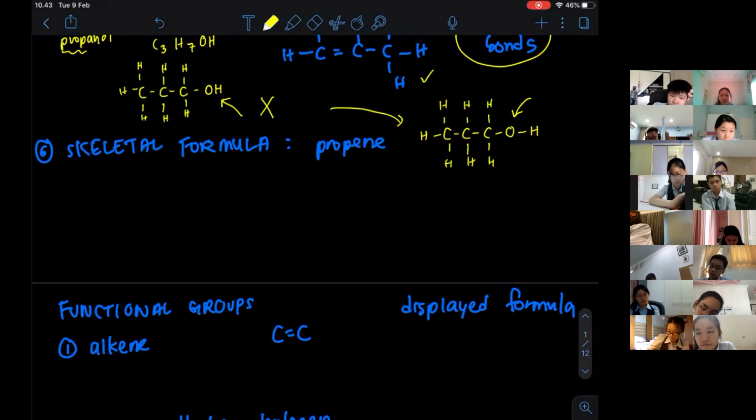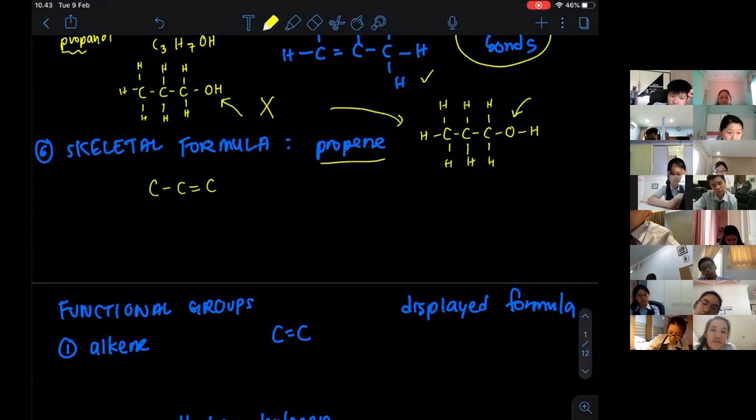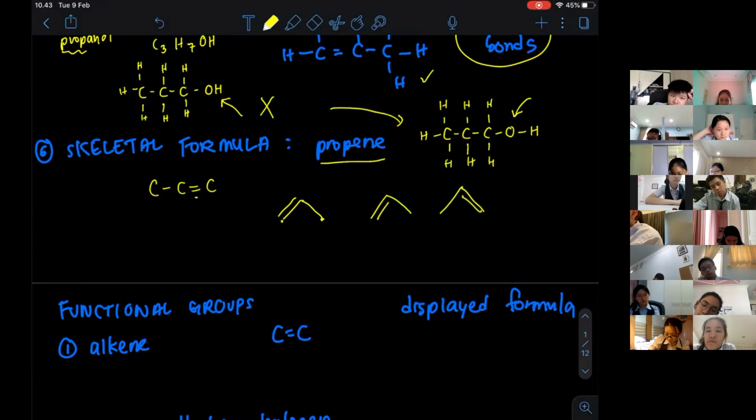I'll give you one example. Let me show you propene first. Propene, 3 carbon, and let's say the double bond is here. So 3 carbon, 1, 2, 3, zigzag, and then you have a double bond between carbon 1 and carbon 2. It doesn't matter if you draw the double bond here, or here, it's still the same. As long as it is going to be carbon 1 and 2. So please take note, you can use all this.